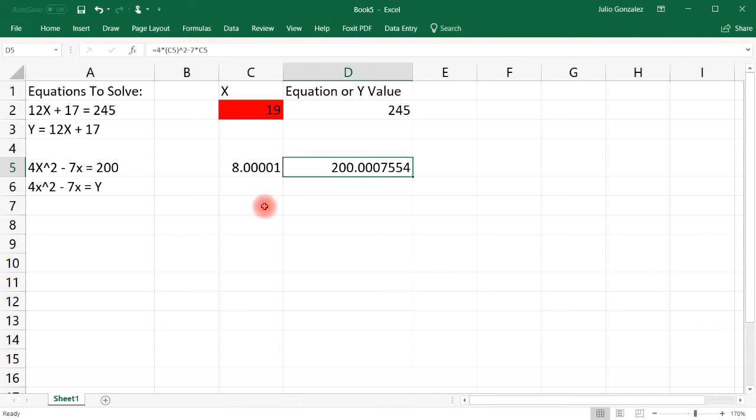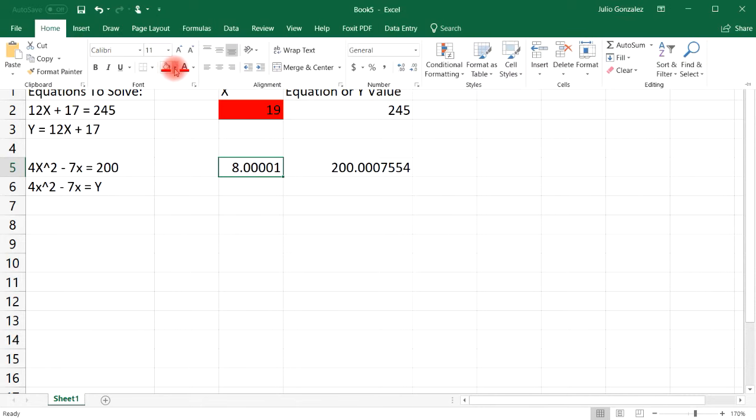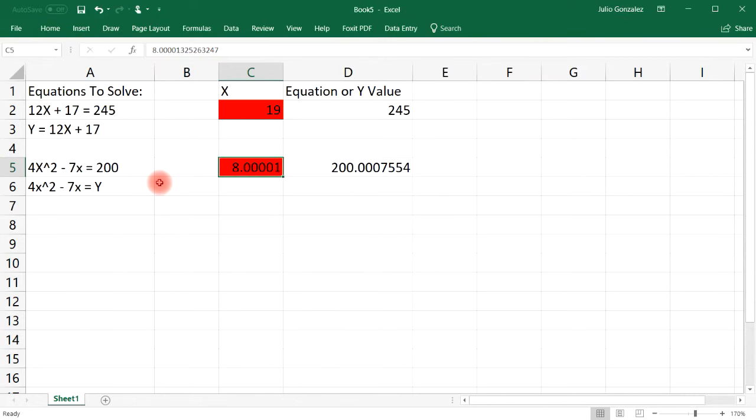Now we have 8.0001, but it's going to be 8. So Excel may have a little issues sometimes, but this is our answer. And so if you want to, you can round that to the nearest whole number. So let's highlight our answer. And so that's how you can solve a quadratic function or quadratic equation using goal seek.